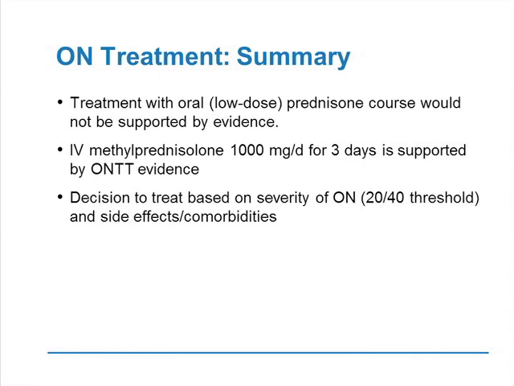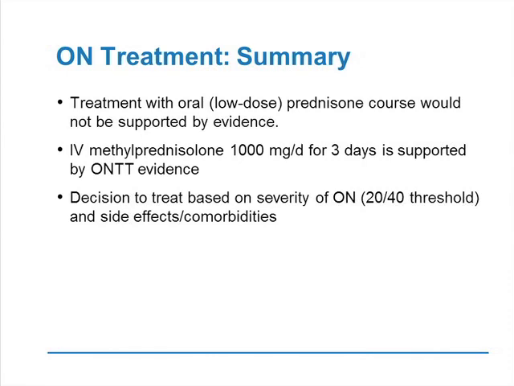In my practice, the decision to treat is based on the severity of the optic neuritis, and we use approximately a 20/40 visual threshold. If they're better than 20/40, chances are they'll recover quickly on their own without IV steroids, but worse than 20/40, we generally consider treatment with IV steroids. And of course, we consider the side effects and the patient's comorbidities.